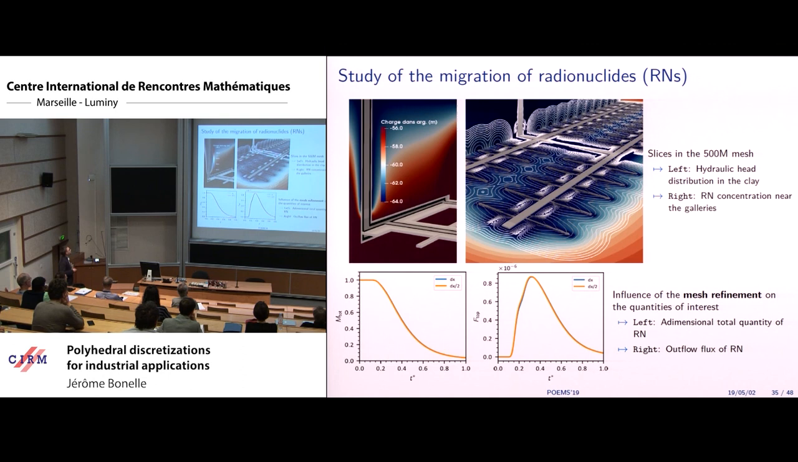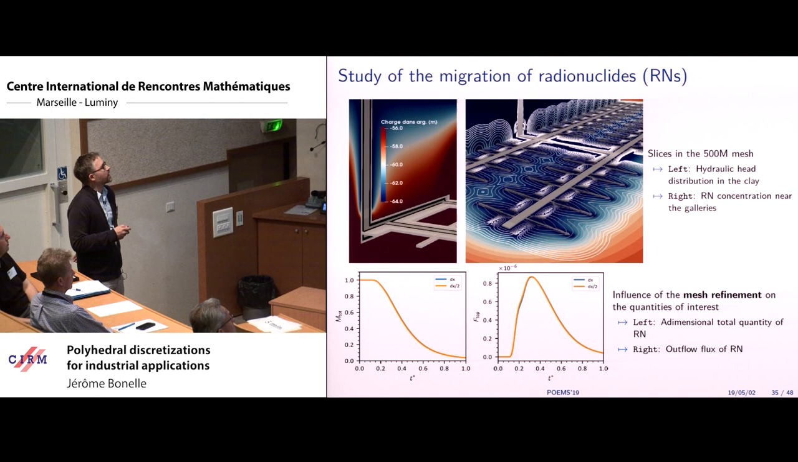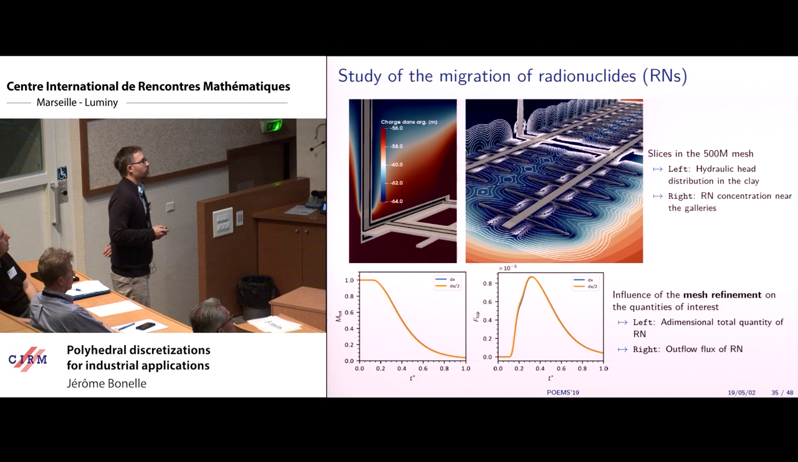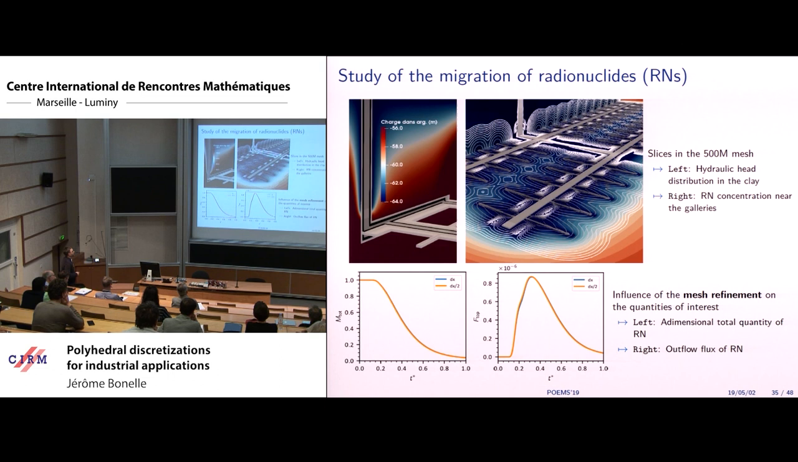So here are the results. This is for the 500 million mesh cells. Here is the hydraulic head in the clay. Here is the isoline of the tracer. And we also want to check if the mesh refinement gives the same kind of result for quantities of interest. So here is the adimensional total quantity of radionuclides in the domain. And here is the outflow flux of radionuclides.